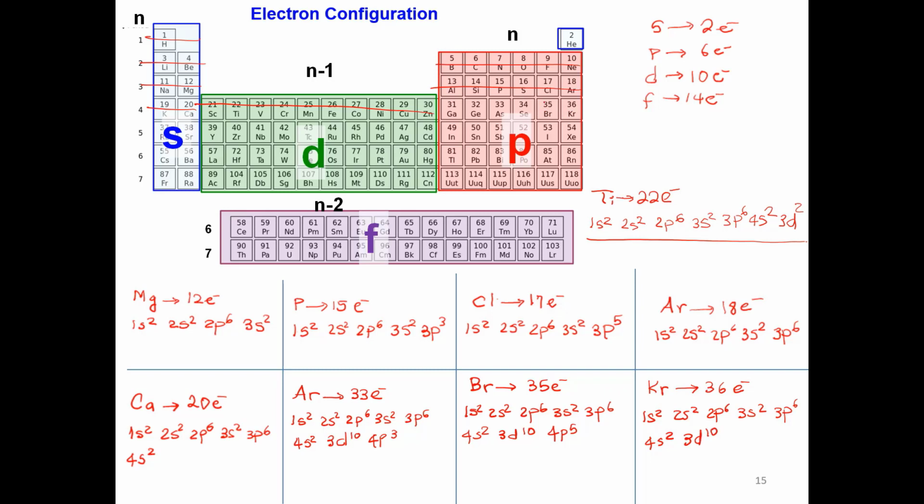Now here we had 4p and it's completed. Yes, 1, 2, 3, 4, 5, 6. And it's 4p6. And now we should get 36 electrons if we add these numbers together. It's 10 plus 10 is 20 plus 10 is 30, 36. This is the number of electrons in case of krypton.